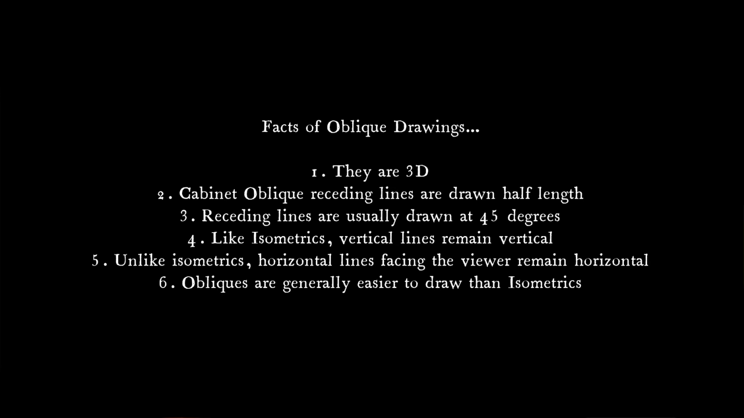So let's look at the facts. They are 3D cabinet oblique, receding lines are drawn at half length. Now there's oblique and there's cabinet oblique. Cabinet oblique is the more popular way to do oblique drawings. Receding lines are usually drawn at 45 degrees. Like isometrics, vertical lines remain vertical. Unlike isometrics, horizontal lines facing the viewer remain horizontal. Obliques are generally easier to draw than isometrics.